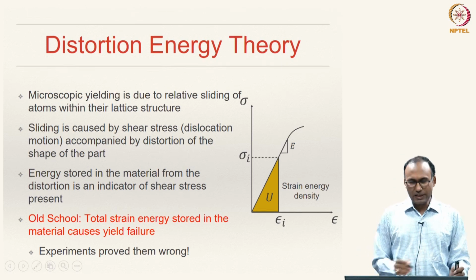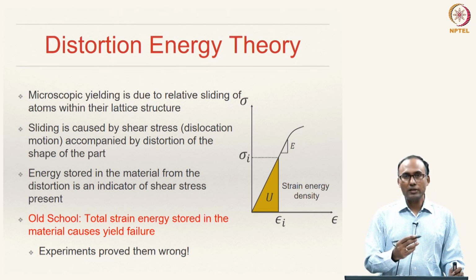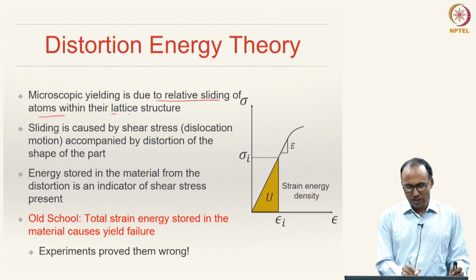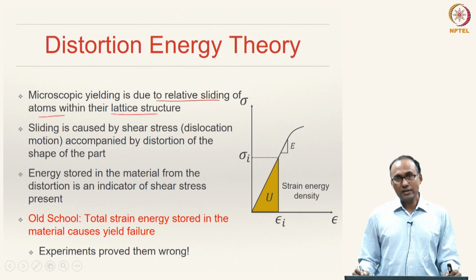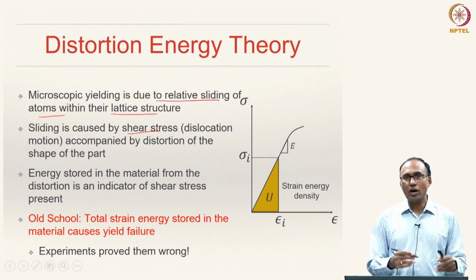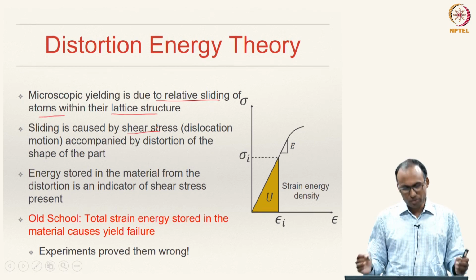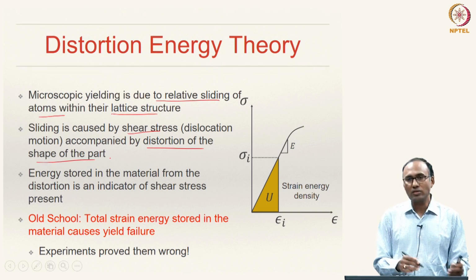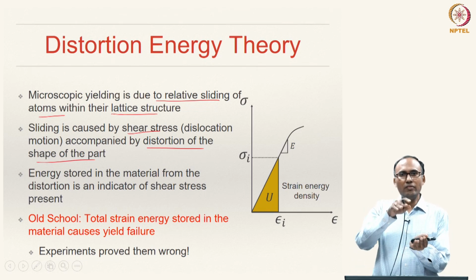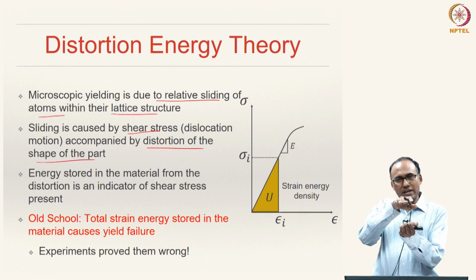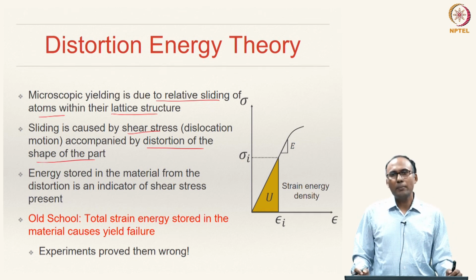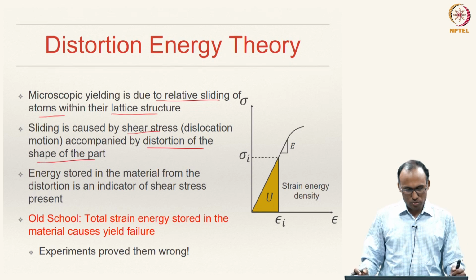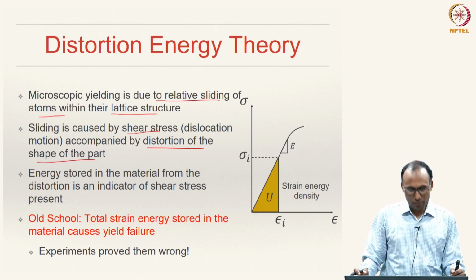So, the microscopic yielding that we have discussed in the mechanical behavior module is due to relative sliding of atoms within the lattice structure, right, and the sliding is caused by shear stress. In other words, the plastic deformation is caused by dislocation motion, which is accompanied by the distortion of the shape of the part. That means, whenever you have shear deformation or sliding of atom planes one past the other, you have distortion of the crystal lattice, or there is a shape change to the crystal lattice or the part.